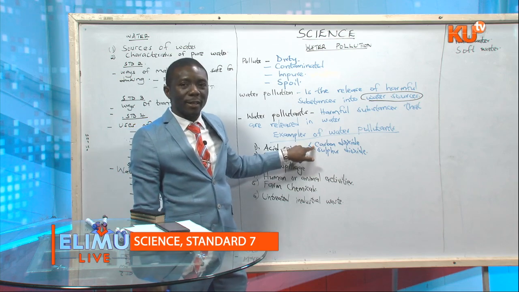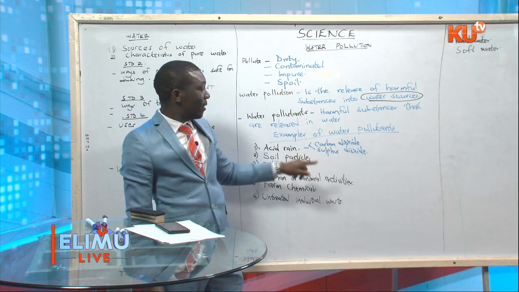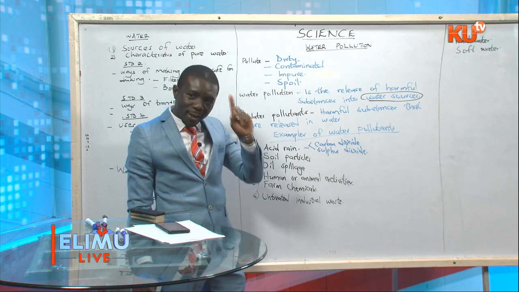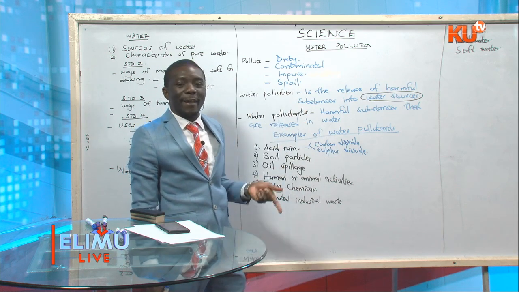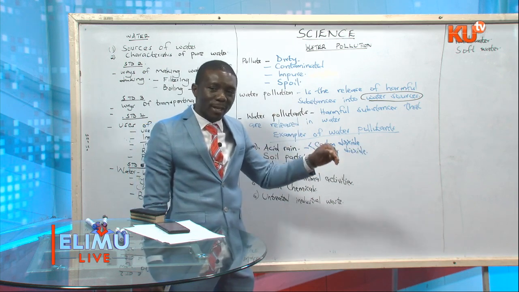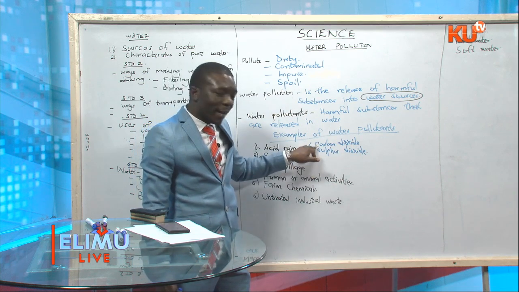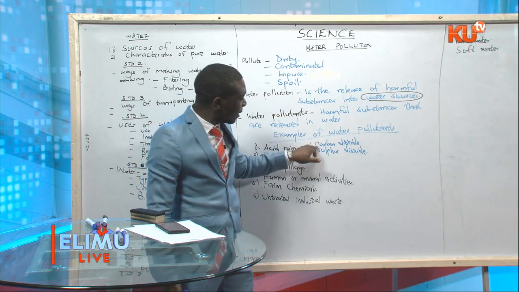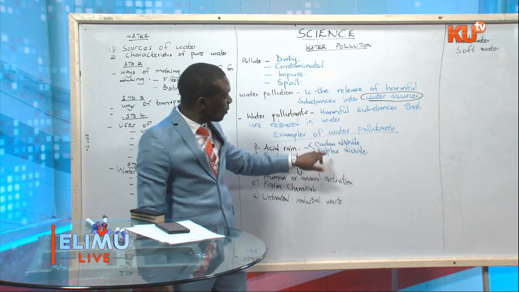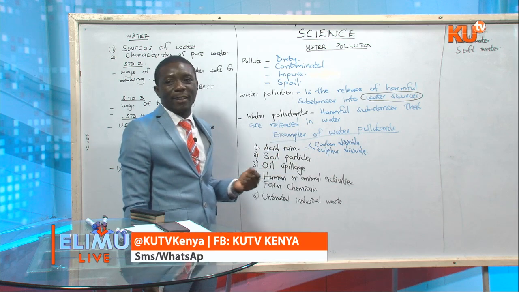Carbon dioxide is a component of air that is in the atmosphere. This carbon dioxide, when it is in the atmosphere, does not pollute air. But when it is in excess, carbon dioxide pollutes the environment or the air. So excess carbon dioxide, when it combines with sulfur dioxide, they are the ones that cause acid rain.